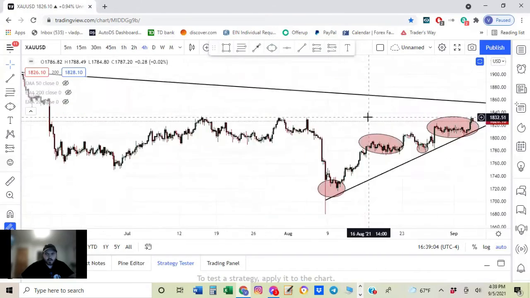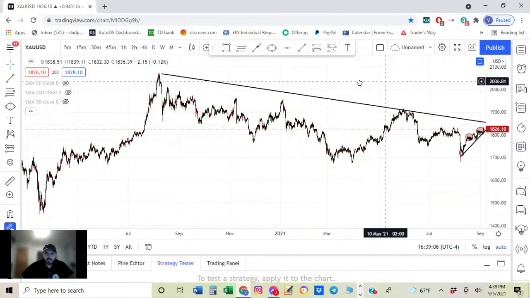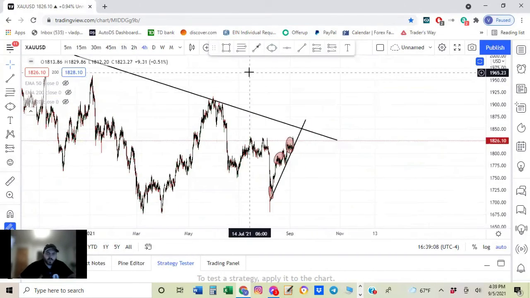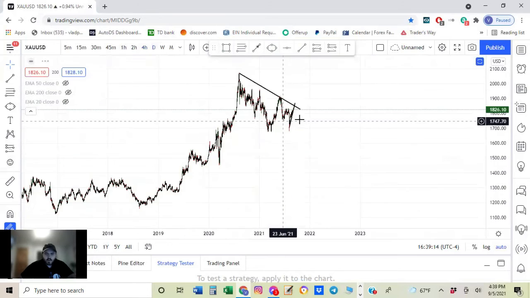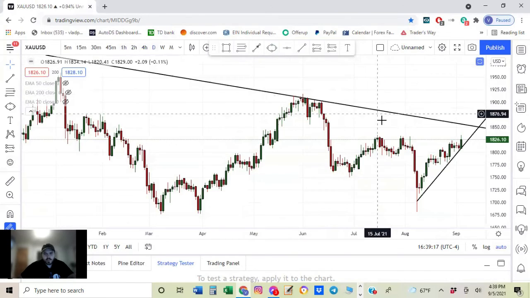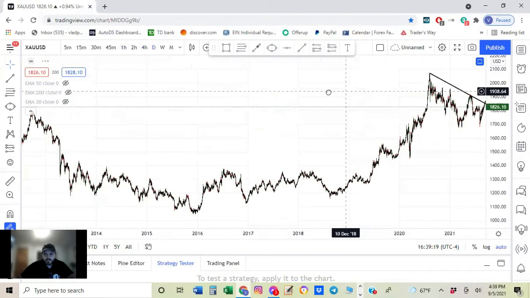Also depends on the strength of the US. So if US is strong, we can expect gold to go down, and if US is weak, then the opposite. We're going to expect gold to come up.